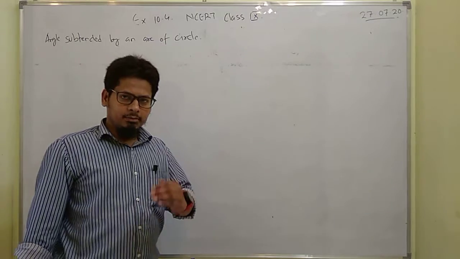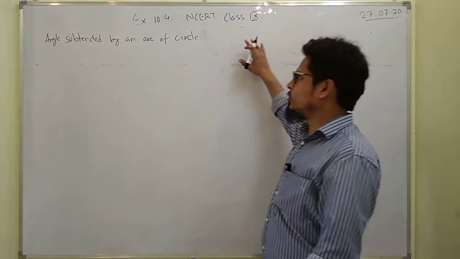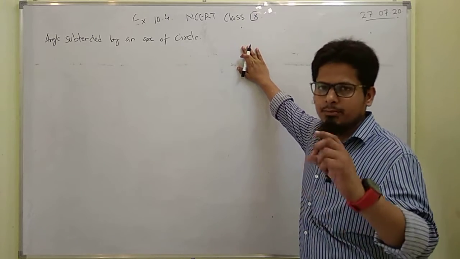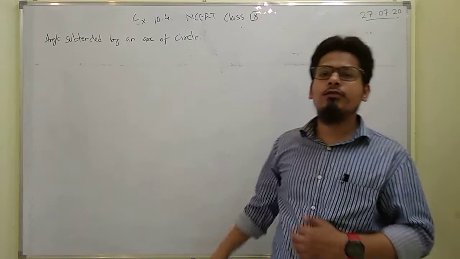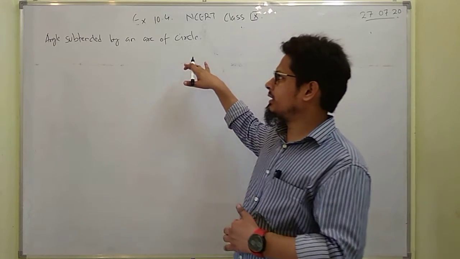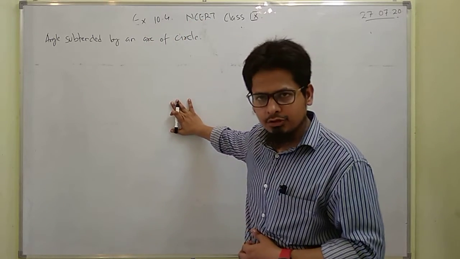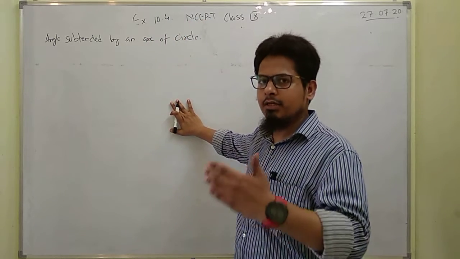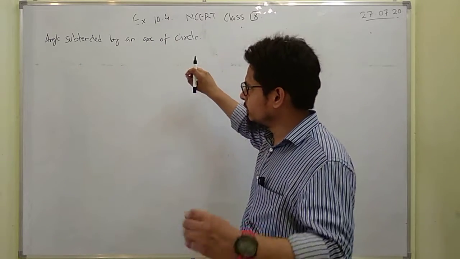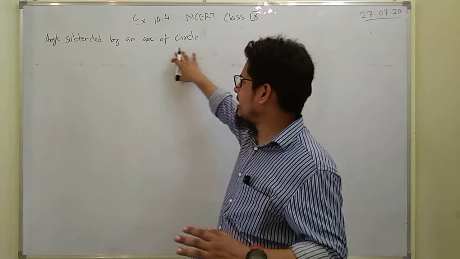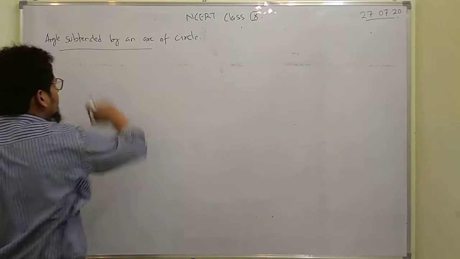Class, in between the exercise, I'd like to give you one simple explanation of this topic, the angle subtended by an arc at the center. I'll continue exercise 10.4 just after this explanation, and in the next video I'll start exercise 10.4. So first you learn something about this topic, the angle subtended by an arc. Now I'm editing this one.